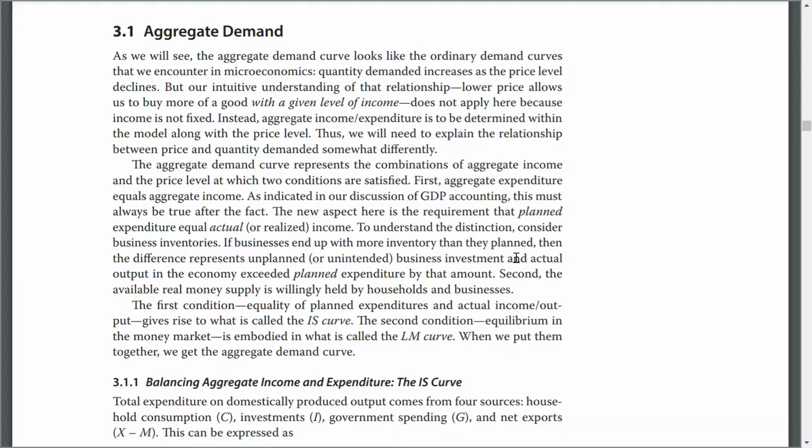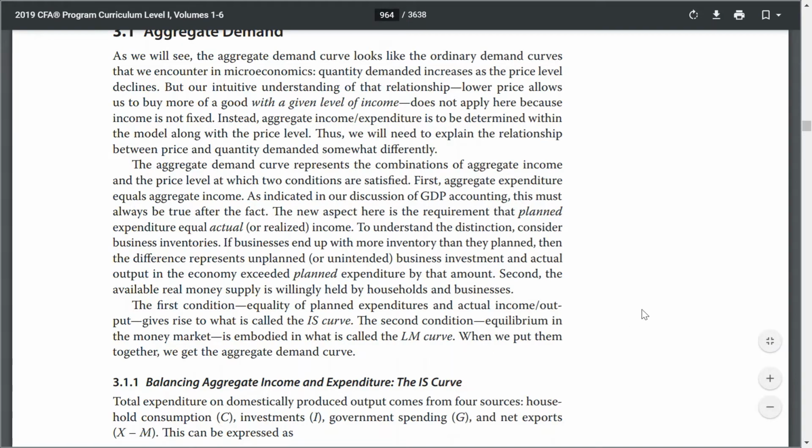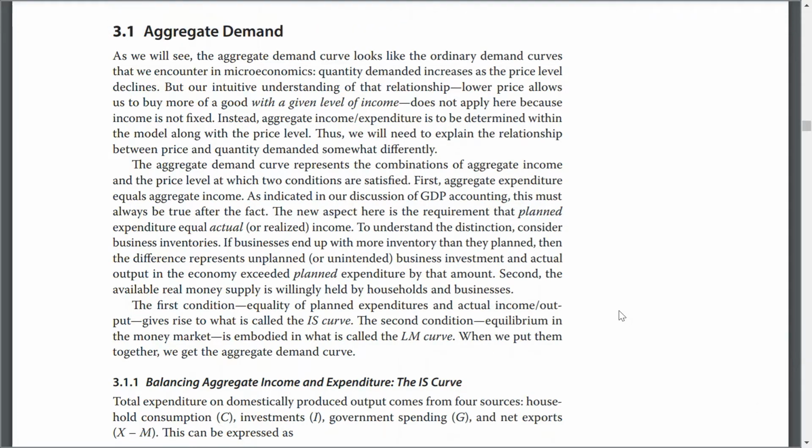To understand the distinction, consider business inventories. If businesses end up with more inventory than they planned, then the difference represents unplanned or unintended business investment, and actual output in the economy exceeds planned expenditure by that amount. Second, the available real money supply is willingly held by households and businesses.